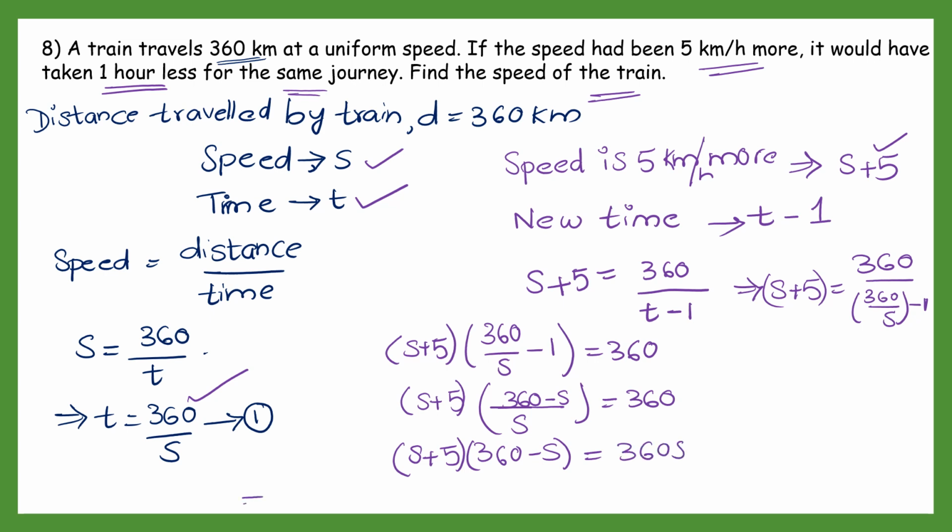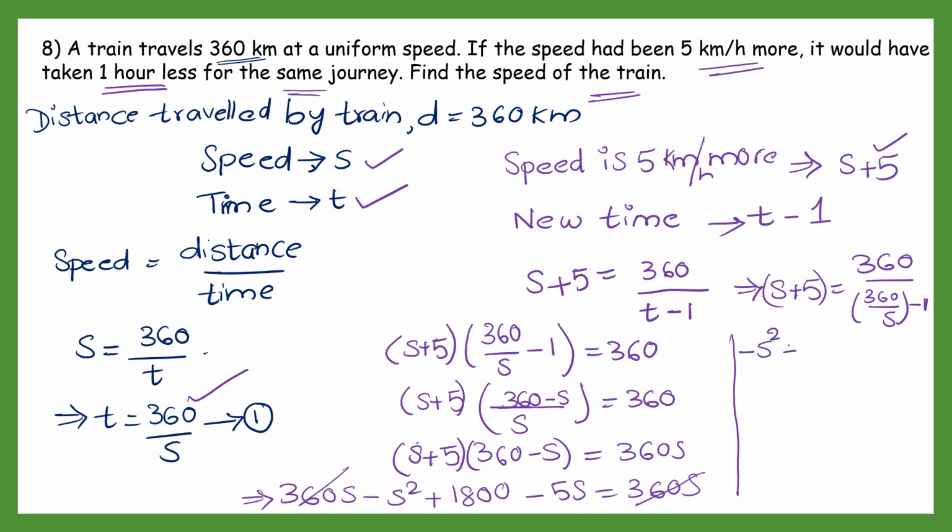So, now let's multiply. S into 360 is 360 S. S into minus S, so minus S square. 5 into 360: 5 into 36 is what? 5 3s are 15, 150 plus 30, so in 180 you have another 0. 1800 minus 5S is equal to 360 S. On the left hand side and right hand side you have 360 S, so it will get cancelled. So you get minus S square plus 1800 minus 5S is equal to 0.